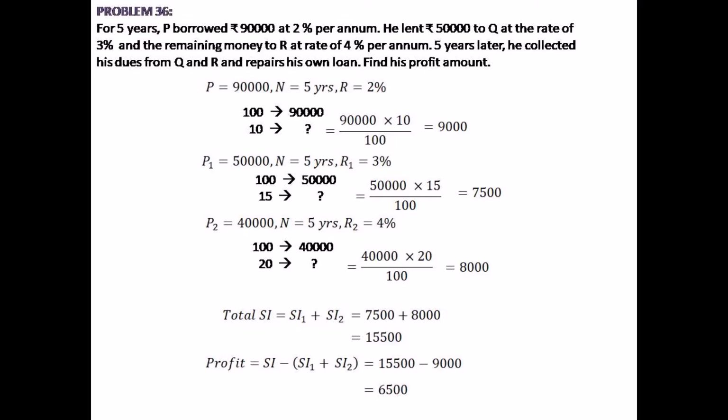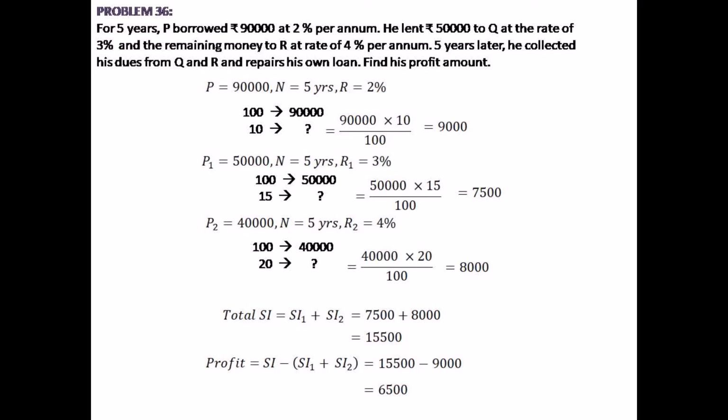P1 is 50,000, N is 5 years, R1 is 3%. If 100 gives 50,000, then 15 gives 7,500. P2 is 40,000, N is 5 years, R2 is 4%. If 100 gives 40,000, then 20 gives 8,000. Total SI equals SI1 plus SI2. That is 7,500 plus 8,000 gives 15,500.